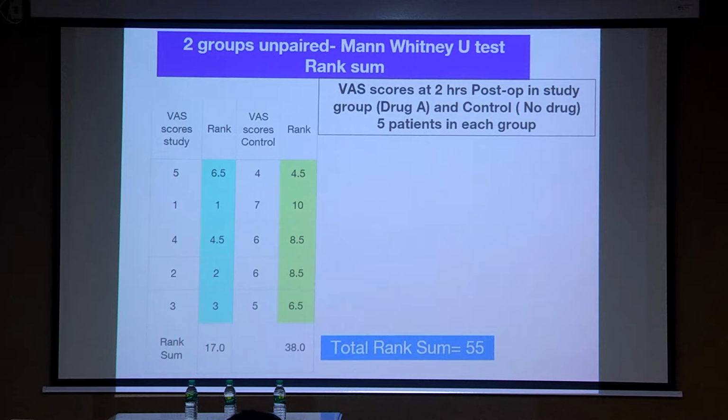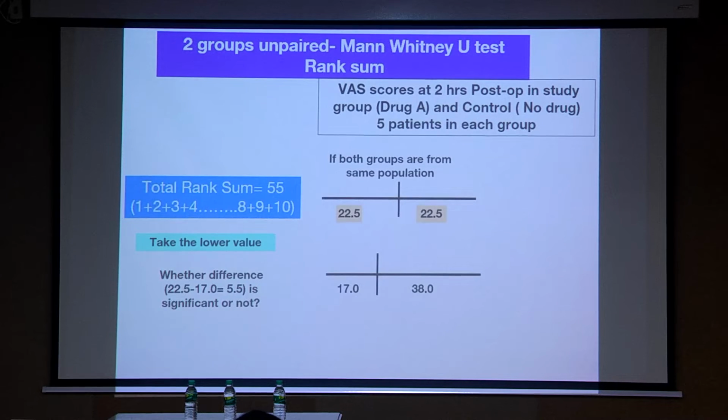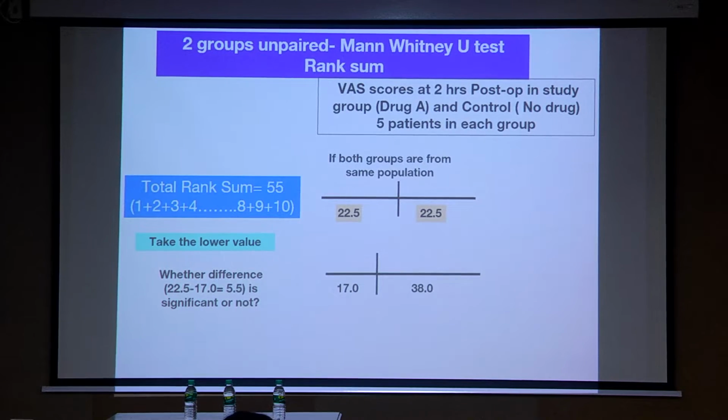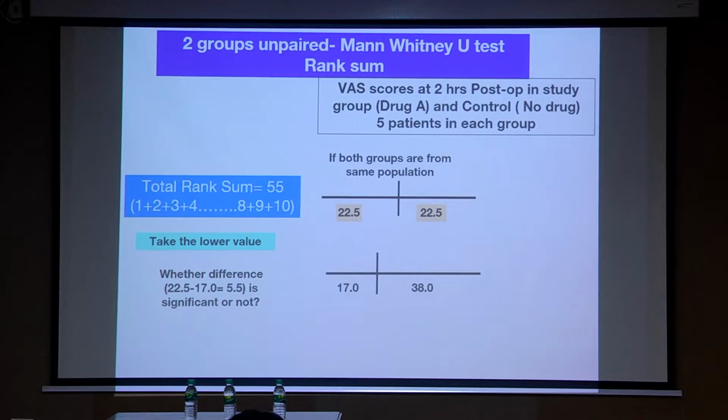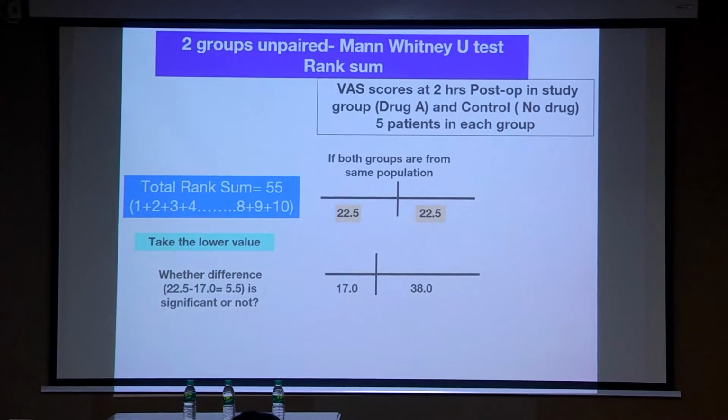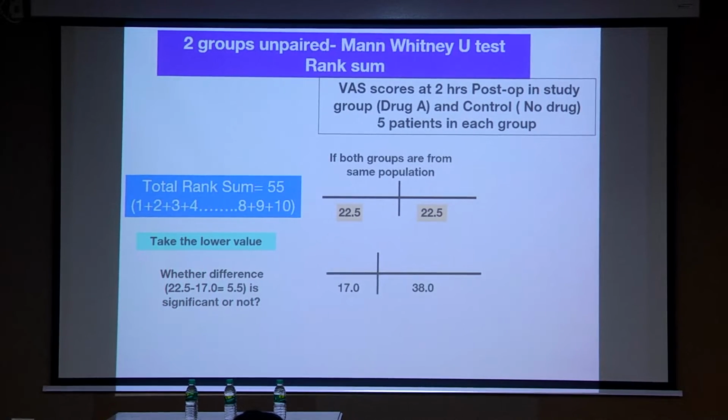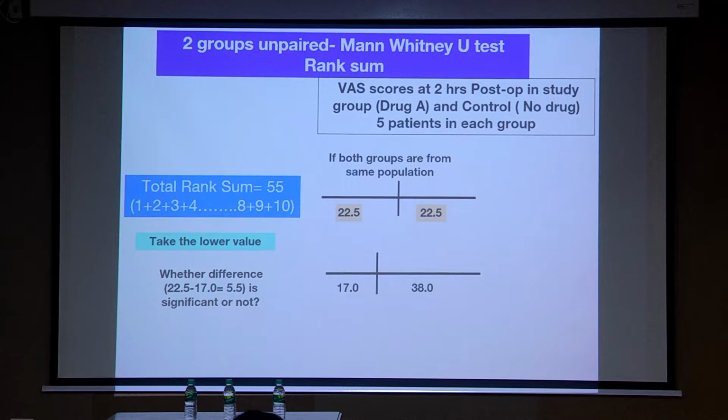But when we analyze it by means of the Mann-Whitney test, we have to calculate the difference. The total rank sum is 55. Suppose both the drugs had no difference, it would be 27.5 and 27.5, because the total rank sum is 55. Both groups would have an equal 27.5. But here there is a difference. The paracetamol group has got 17 and the control group, which we have not given any drug, has got 38. So the difference is 10.5.